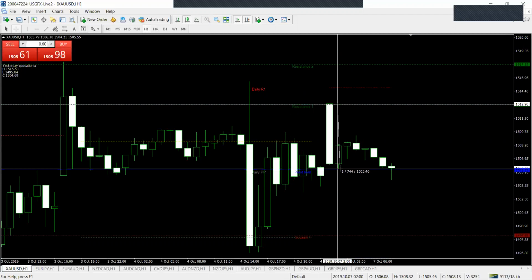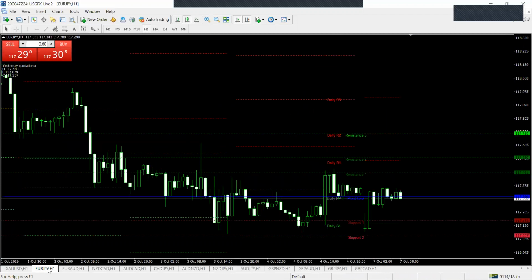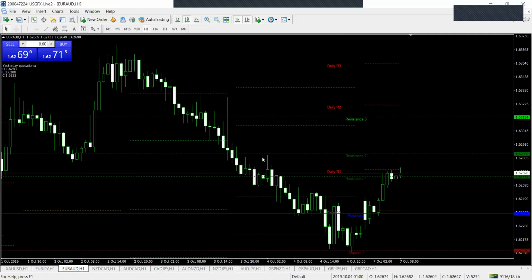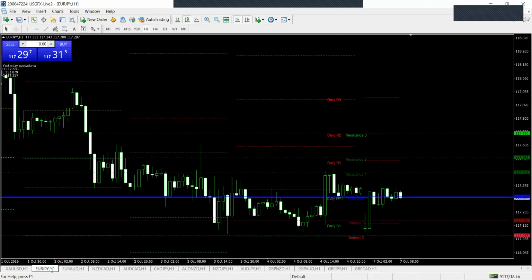74 pips opportunity. Na-miss ko yan kasi pagod ako. Pagod kami from coming from Davao and I forgot that it was gonna be a Monday. Weird, no? Talagang mag-forget pa na Monday. Kaya yun. Anyways, let's look at other opportunities.